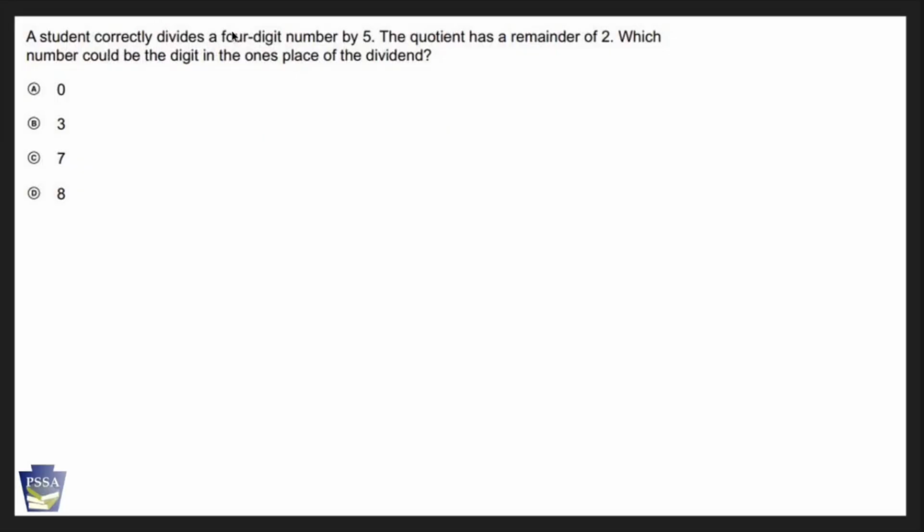A student correctly divides a 4-digit number by 5. The quotient has a remainder of 2. Which number could be the digit in the ones place of the dividend? Well, if you're going to have something that you divide by 5, according to the divisibility rules, it's got to end in either 5 or 0.